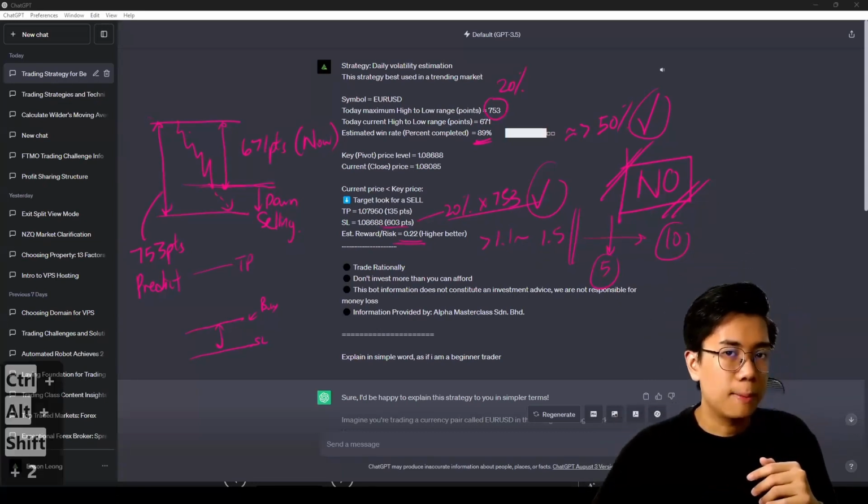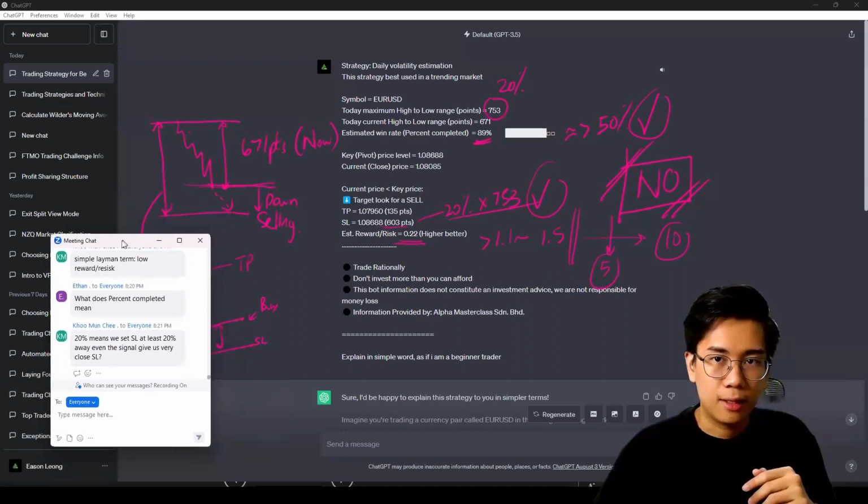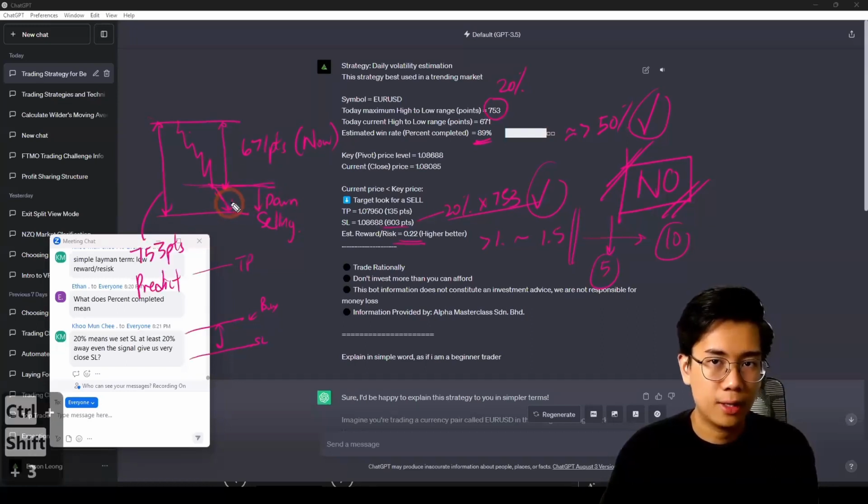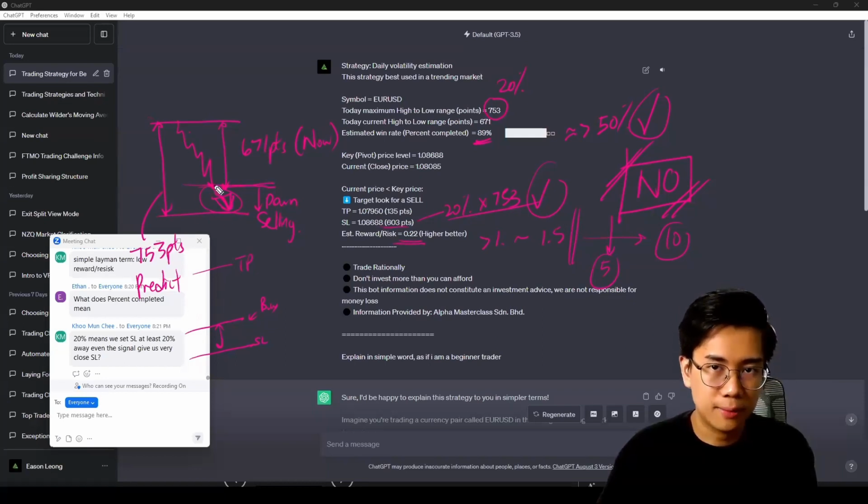What does the percent of complete mean? Okay, so the percent of complete and the win rate are the same thing. Like what I said over here in this segment, when the price is coming down to here, this is predicted to come down. And the chance of this coming down is 89%. In other words, win rate. Okay, percent of completion.